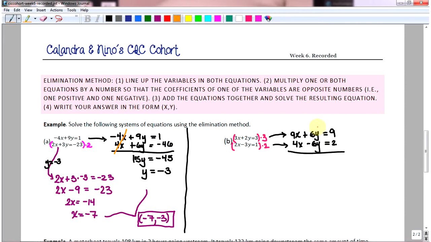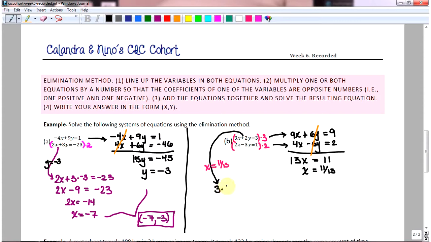So our y's cancel out, and I have 13x is equal to 11. Dividing both sides by 13, we have x is equal to 11 over 13. Now we still need to figure out what y is equal to, and I'm going to use my first equation. Since my y value is positive, it looks like it might be a little bit easier. So we're plugging in x equals 11 over 13.